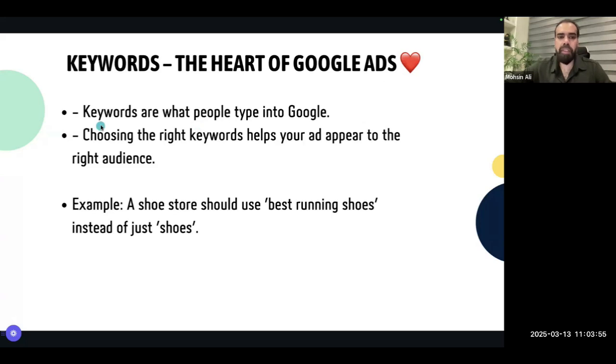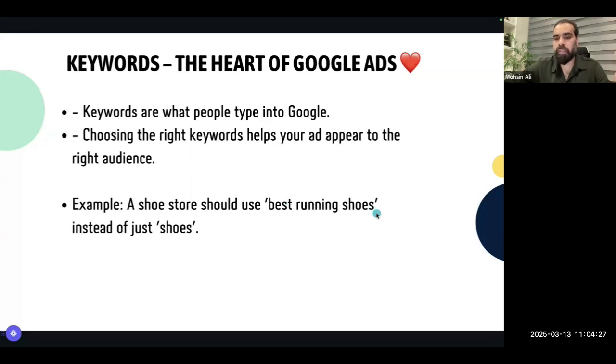Like what people type in Google, it's called keyword. Choosing the right keyword helps your ad appear to the right audience. Of course, if you are choosing a wrong keyword, then your ads are going to show to the wrong people because you are not putting the right keyword. So for example, a shoe store should use best running shoes instead of just shoes. Why? So you need to understand this thing. So if you are a shoe store, then probably you will be putting keyword like best running shoes.